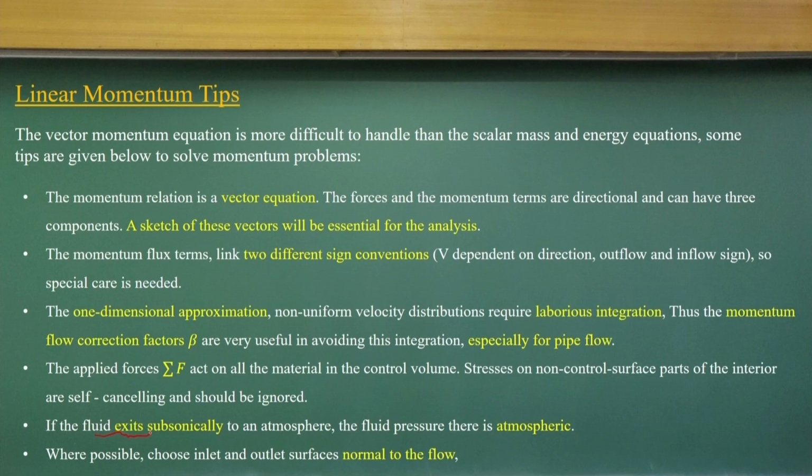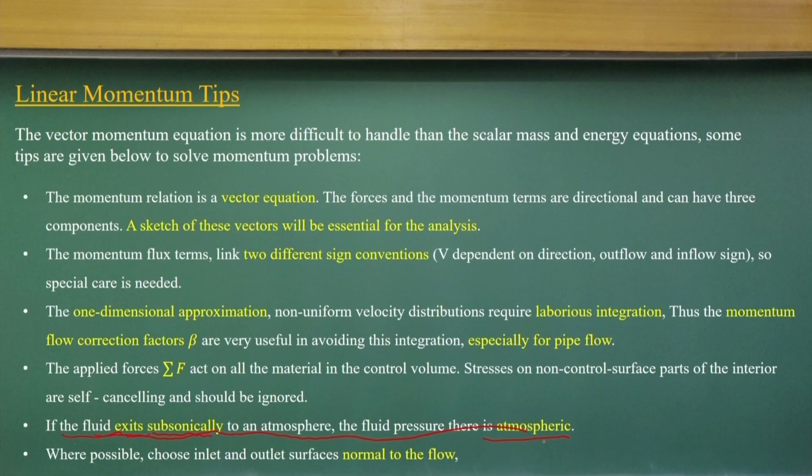And the last one is that when the fluid exits subsonically, that means the flow Mach number is less than 1, and if the flow exits into atmospheric conditions, you can always consider the fluid pressure to be atmospheric pressure. This is a well known assumption, and it is quite valid: whenever the fluid exits subsonically, with Mach number less than 1, to the atmosphere, we can assume the pressure is equal to atmospheric pressure.